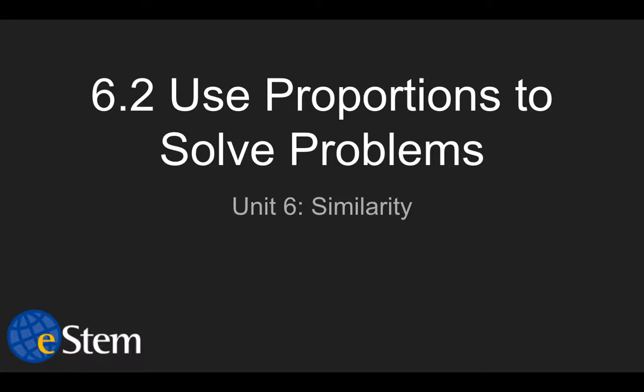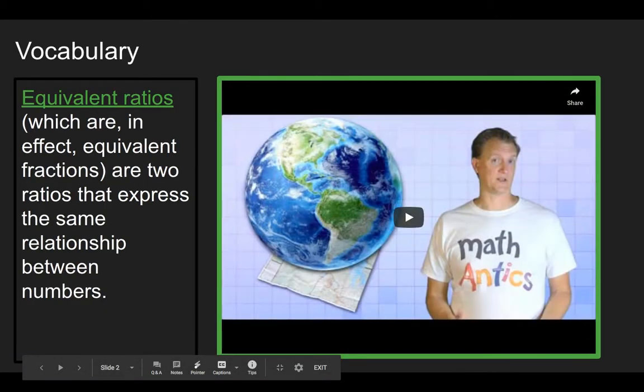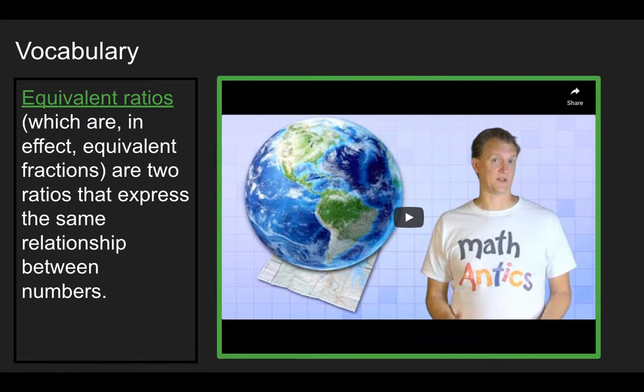6.2, use proportions to solve problems. In Unit 6, similarity. Equivalent ratios, which are in effect equivalent fractions, are two ratios that express the same relationship between numbers. Let's watch a short video.